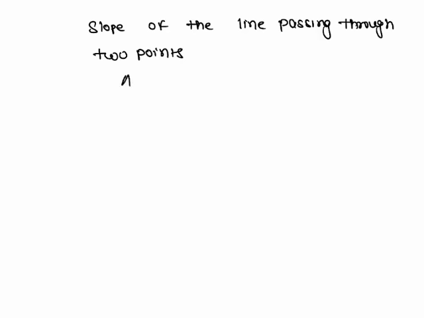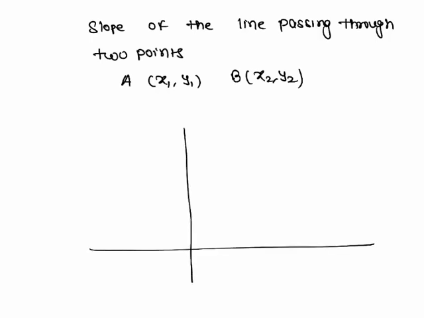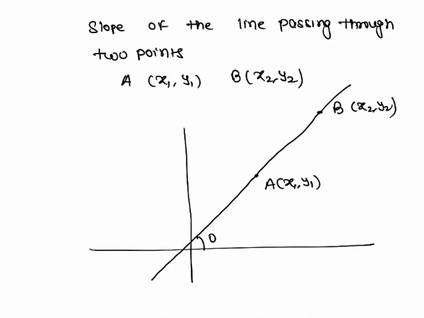Next is the slope of the line passing through two points. Suppose the coordinates of 2 points are given. One point is x1 comma y1, another point is x2 comma y2. If you want to find the slope of the line passing through these 2 points, we can find it. This point is A, x1 comma y1, and this point is B, x2 comma y2. If a line passes through these 2 points, suppose this angle is theta, we can form a triangle. We draw a line through point A parallel to the x-axis, and a line through B parallel to the y-axis. If this angle is theta, this angle also should be theta, corresponding angle.